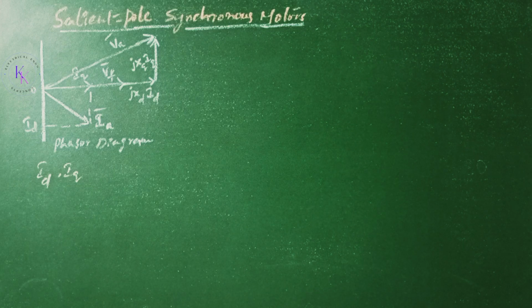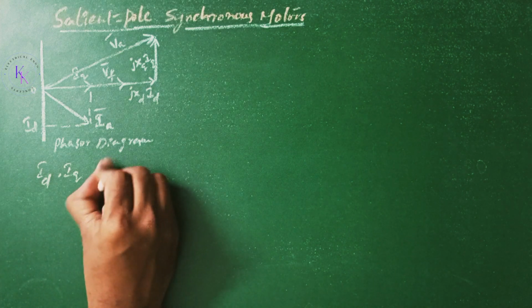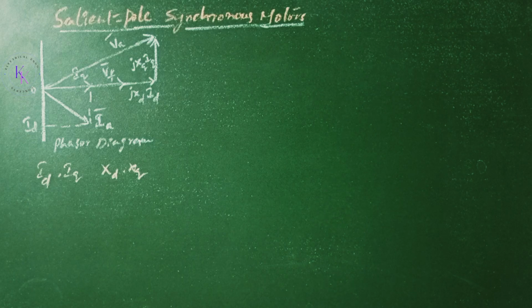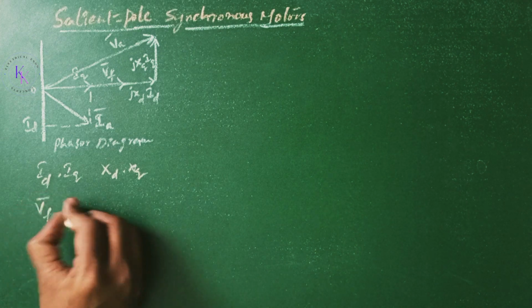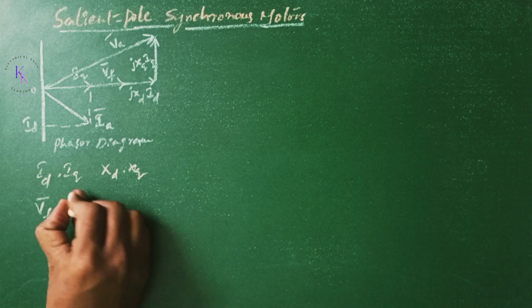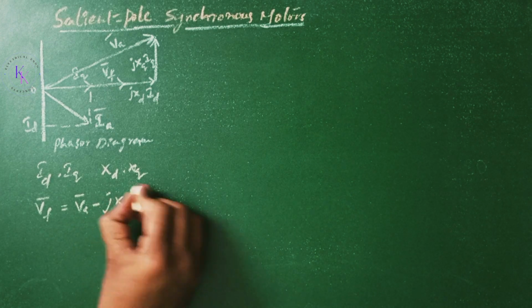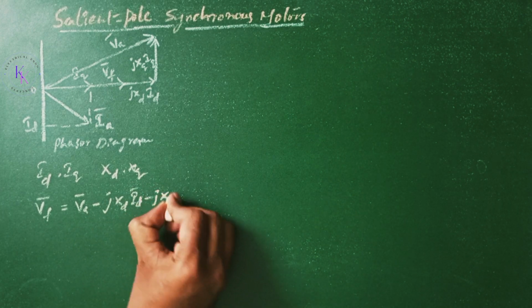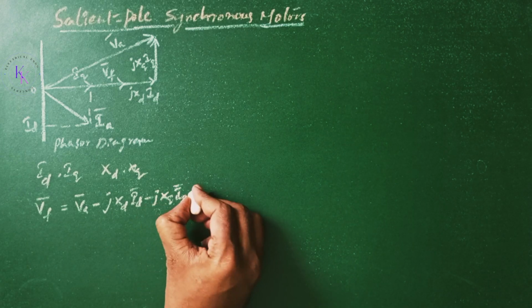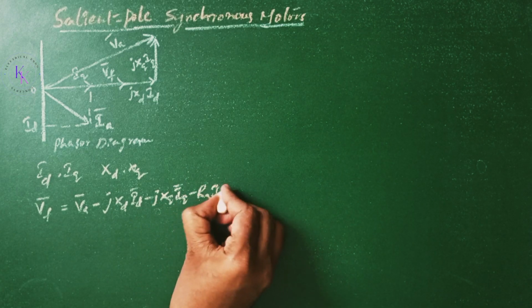The armature current and the reactance can be resolved into direct and quadrature axis components, that is Id and Iq. Id and Iq are the components of armature current in the direct axis and quadrature axis respectively. Similarly, Xd and Xq are the direct axis reactance and the quadrature axis reactance respectively. Now from equation number 1, the voltage will become Vf equals Va minus jXd Id minus jXq Iq minus Ra Ia.